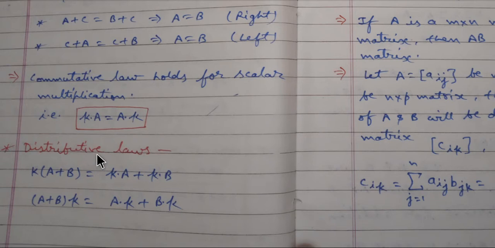Then there are the distributive laws. These two are the distributive laws. This one is known as left distributivity and this is known as right distributivity. A and B are two given matrices, and k is a scalar quantity, so k is multiplied to both A and B. So this gives k into A, that is, k multiplied by A plus k multiplied by B, and this is the case of left distributivity. In the case of right distributivity, the sum A plus B will be multiplied with the scalar quantity k, so A will be multiplied with k and B will be multiplied with k.